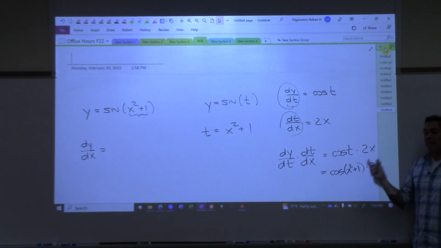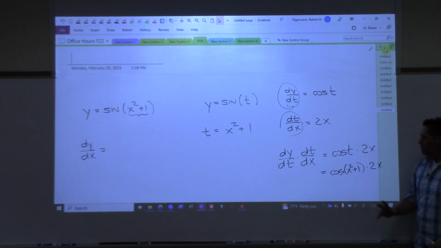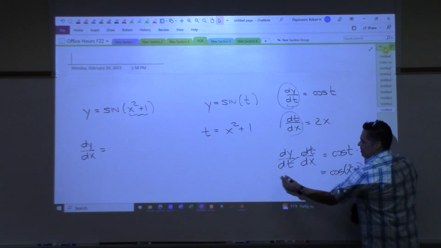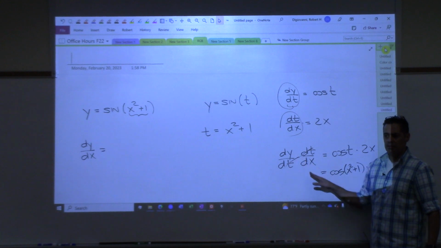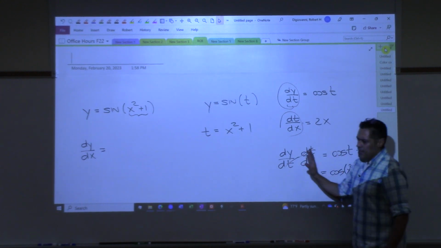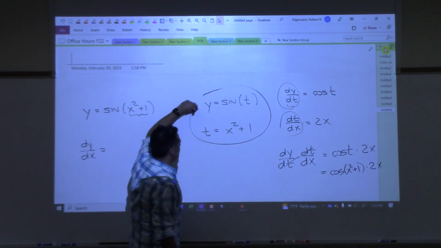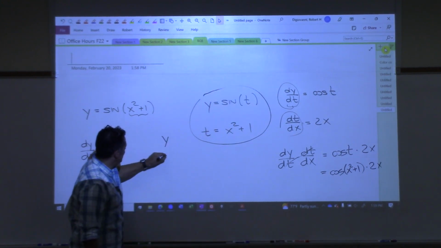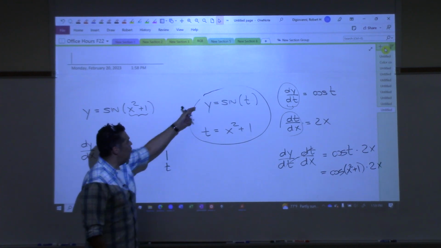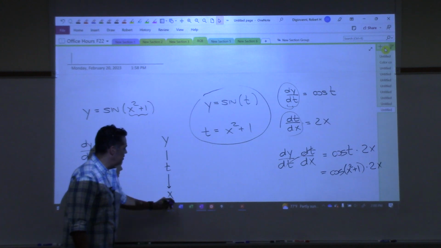That's basically what we can now do mentally. We don't need to do something like this. And if you cancel the dt's, you see that this is dy/dx. So this idea here, what I want you to see is that by rewriting it like this, our y depended on t, and then our t depended on x.